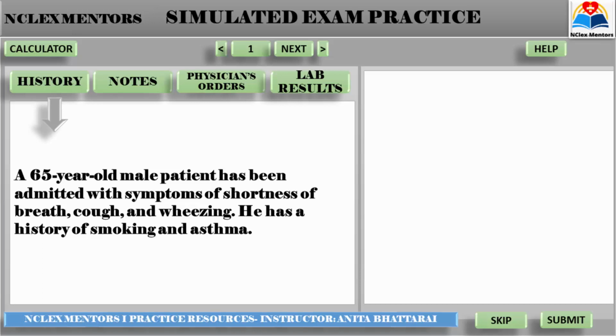The Next Generation NCLEX is a comprehensive examination designed to assess the knowledge and skills of aspiring nurses. The examination covers a wide range of topics, including patient care, pharmacology, and nursing processes. One of the key components of the Next Generation NCLEX is the case study question.